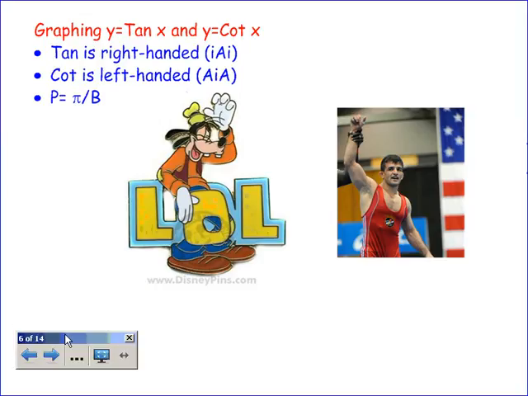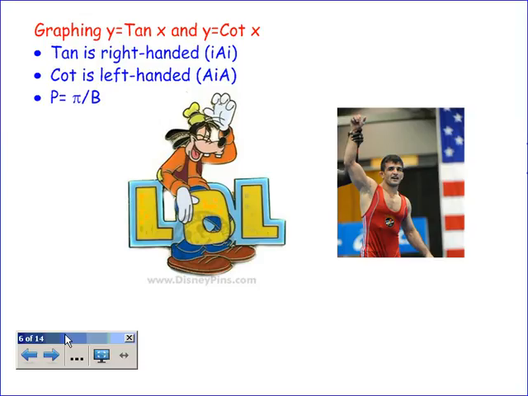Tangent and cotangent. And I know you're wondering why these two guys are here, Goofy and our wrestler friend over there, but let's see. Graphing y equals tangent of x and y equals cotangent of x. So now we're going to look at our final two. And they have lots of similarities, but they do have a little bit of differences.